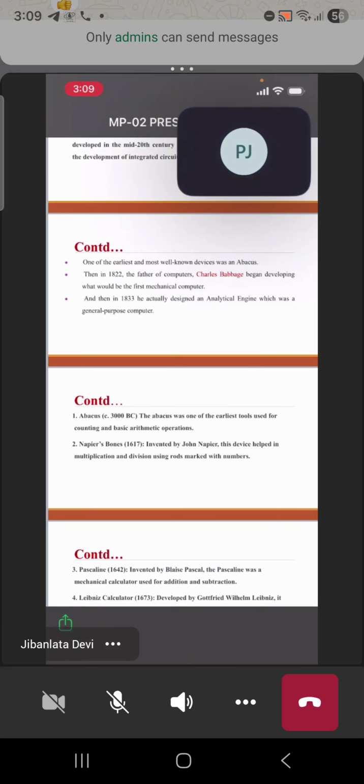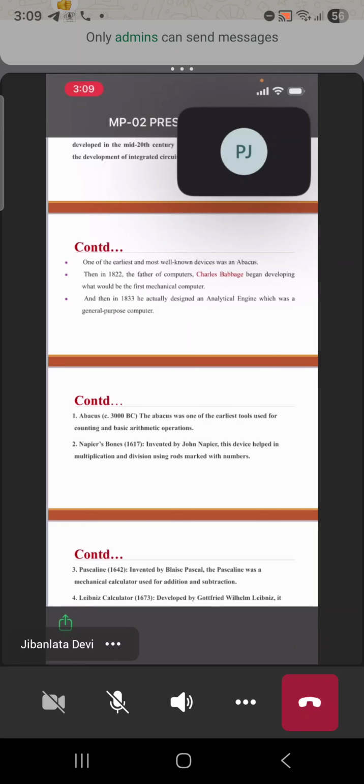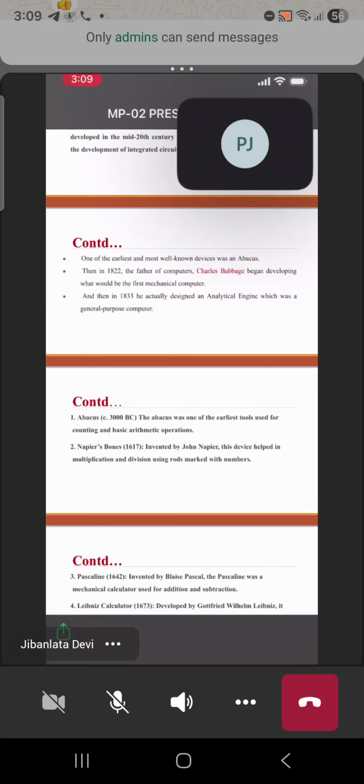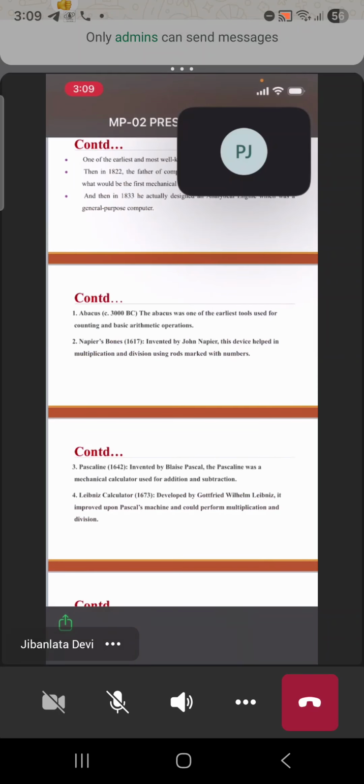One of the earliest and most well-known devices was the abacus. We can use it for simple calculations. It was mainly used in China and other civilizations. Then in 1822, the father of the computer, Charles Babbage, began developing a mechanical computer. The mechanical computer was the first kind of computer developed by Charles Babbage. And in 1883, he designed the analytical engine, a general purpose computer.